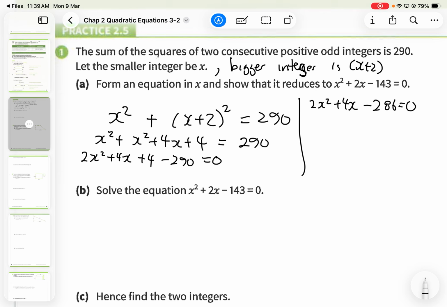So if I divide the entire left hand side by 2, I also divide the entire right hand side by 2. 0 divided by 2 is still 0. 2x squared divided by 2 is x squared. 4x divided by 2 is 2x. Minus 286 divided by 2 is minus 143. Just nice, what they want. They ask you to show, so we have shown.